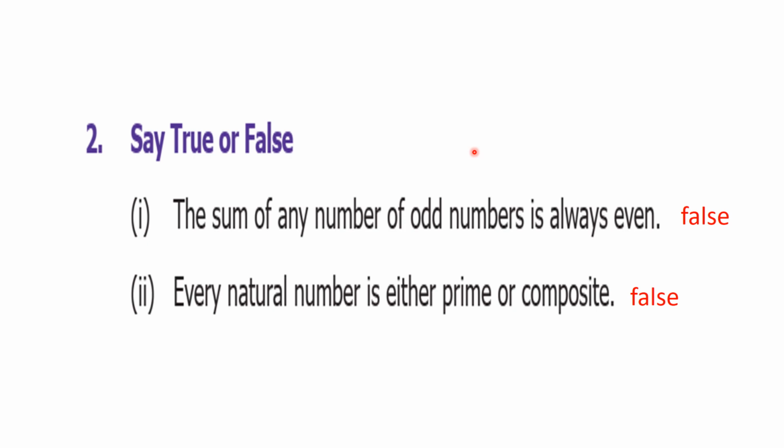If you add 2 odd numbers, you will get even. If you add more odd numbers, it may differ. So the answer is false. Second one, every natural number is either prime or composite. Because 1 is a natural number but it is neither prime nor composite, so the answer is false.